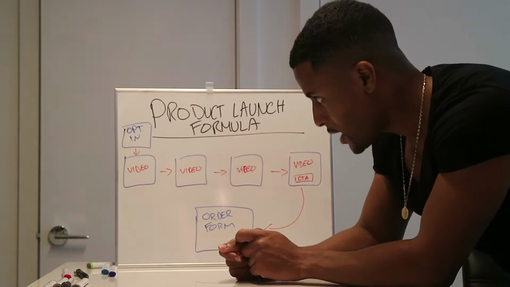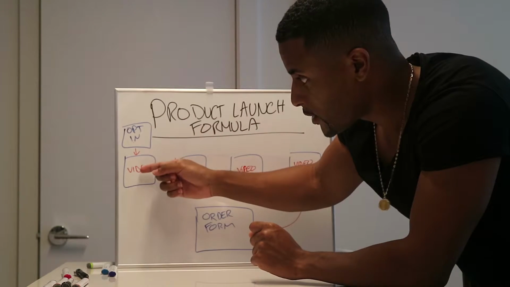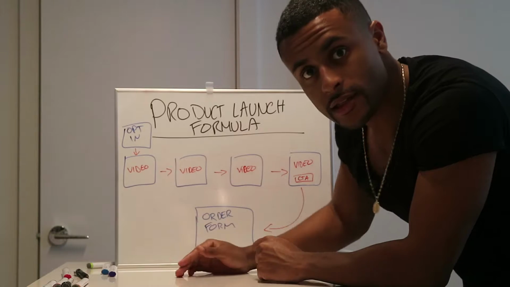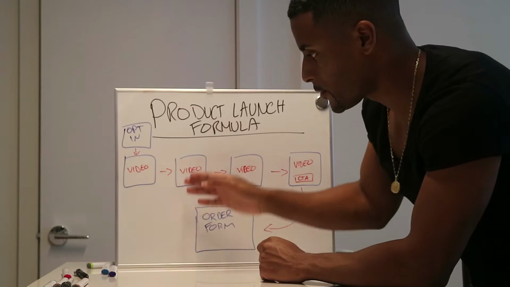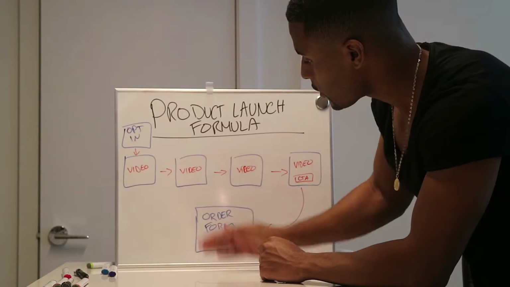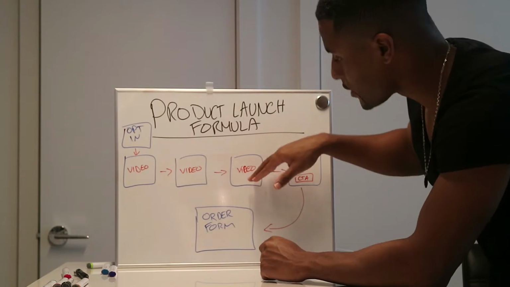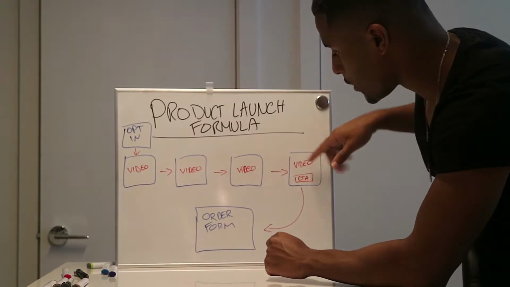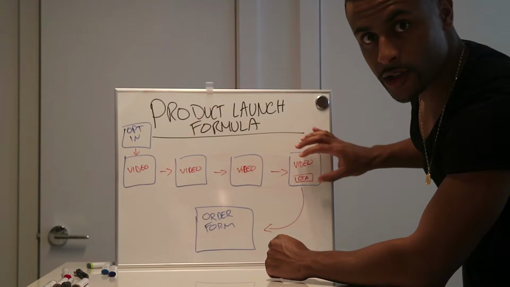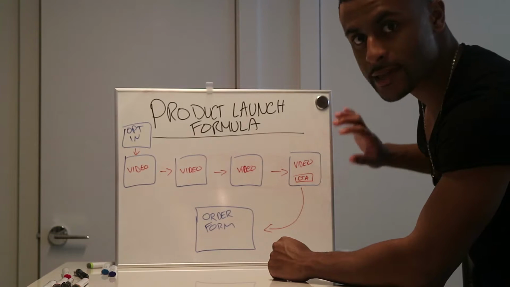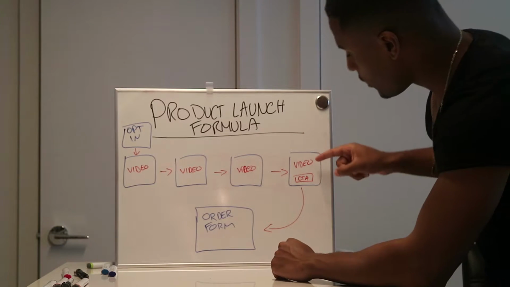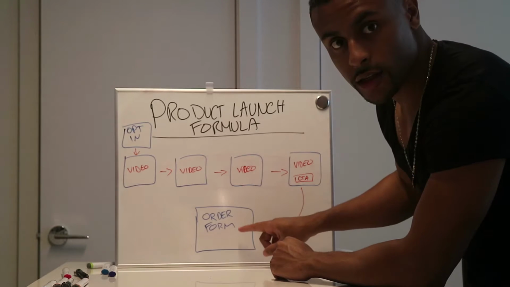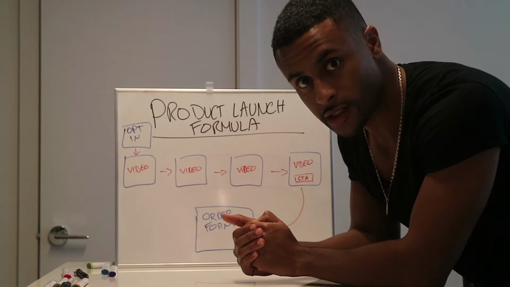And by drip out, I mean they opt in, they get this video, but they have to wait for an email to come in for them to get this upcoming video. And then they have to wait the next day to get this video, and then the next day to get this video. And then on this last video, not only do they get this last bit of value, but they are also pitched the actual product that you want to sell.